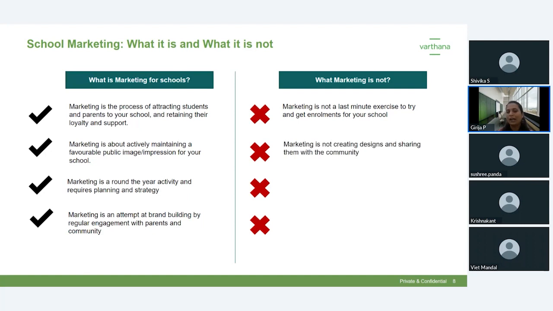School marketing is not just creating designs and sharing them with the community, the pamphlets and folders we share with them. Marketing is not just sending your teachers door to door, which schools generally use to increase the enrollment, but marketing is not just about that. Marketing is not similar to advertisement. In advertisement, we are just promoting your product. In marketing, you are communicating what you believe in.